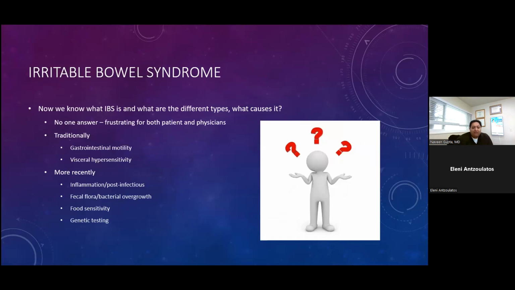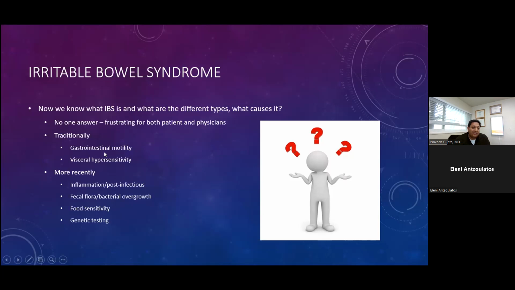So now that we know what irritable bowel syndrome is and the different types of it, those of us in medicine always want to know what's the cause, right? If you know the cause, you can then treat the outcome and make it better. So unfortunately, which is very frustrating for me as a physician, nobody really knows. We have made a lot of postulates. If you go back 20 years ago, we would say irritable bowel syndrome is a combination of poor gut motility and a hypersensitivity of the nervous system of the gut.